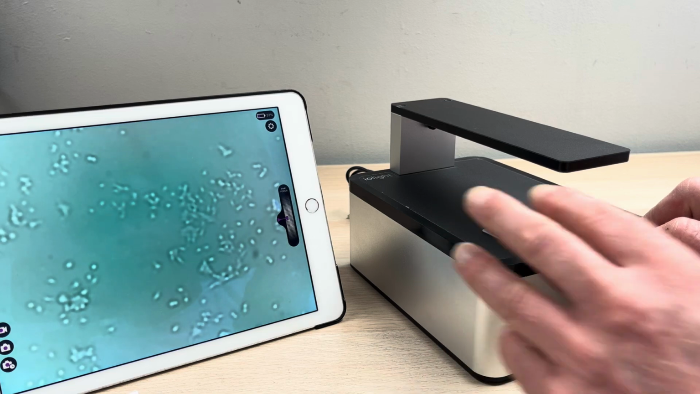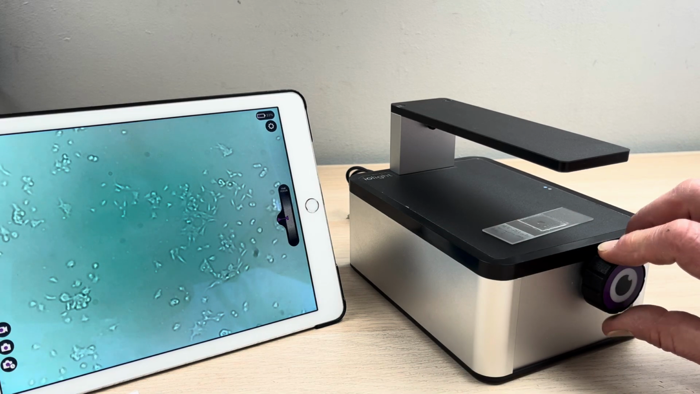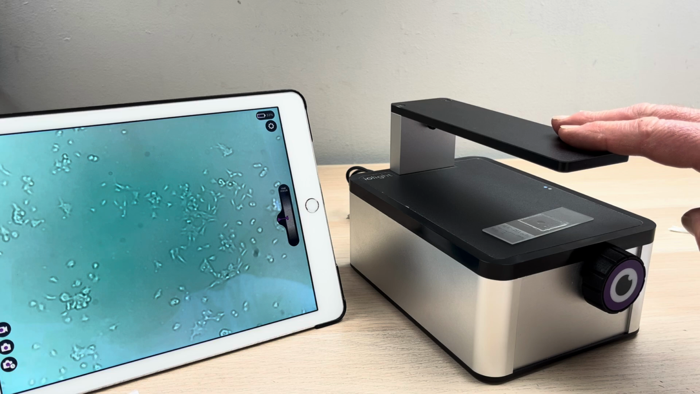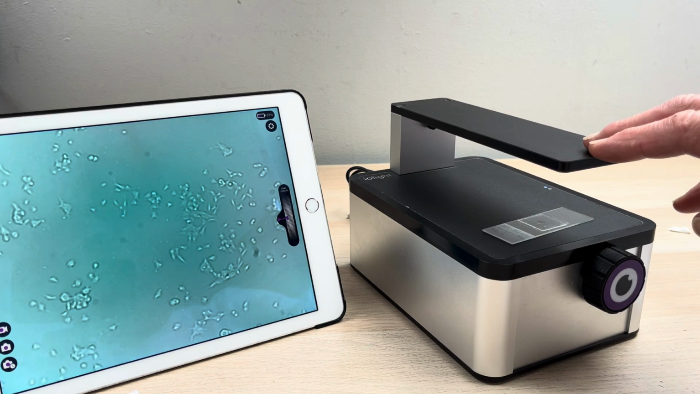There we go. That's how to clean the optical window on your ioLight compact cell imager. That works for both the fluorescent version and the brightfield version.